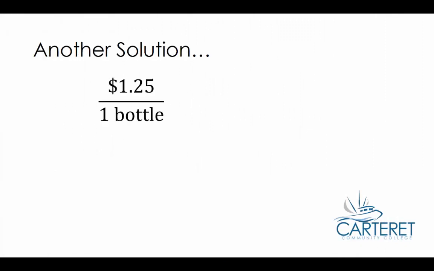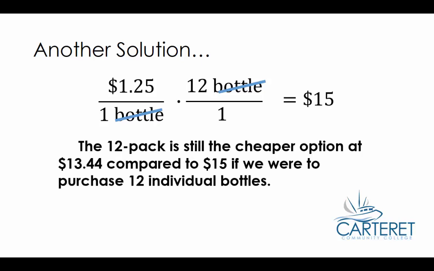From the vending machine, $1.25 will give you one bottle. If we were to purchase 12 individual bottles, our total cost would be $15. The 12-pack is still the cheaper option at a total cost of $13.44 compared to a total cost of $15 if we were to purchase the 12 individual bottles.